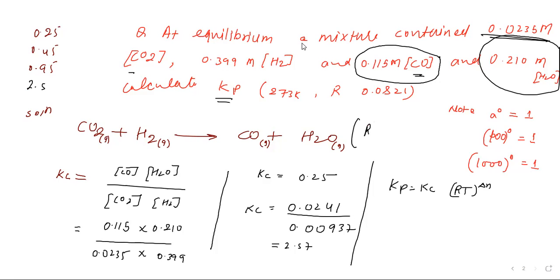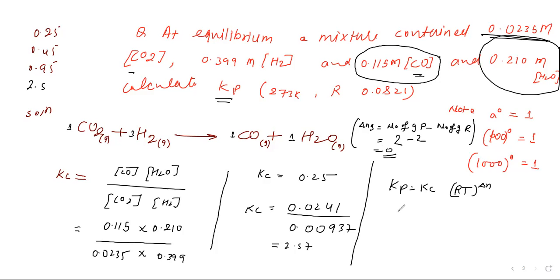Firstly, calculate the value of delta n. Delta ng is the number of gaseous products minus the number of gaseous reactants. Products: 1 mole H2O and 1 mole CO, so that is 2. Reactants: CO2 and H2, that is 2. So 2 minus 2 equals 0.